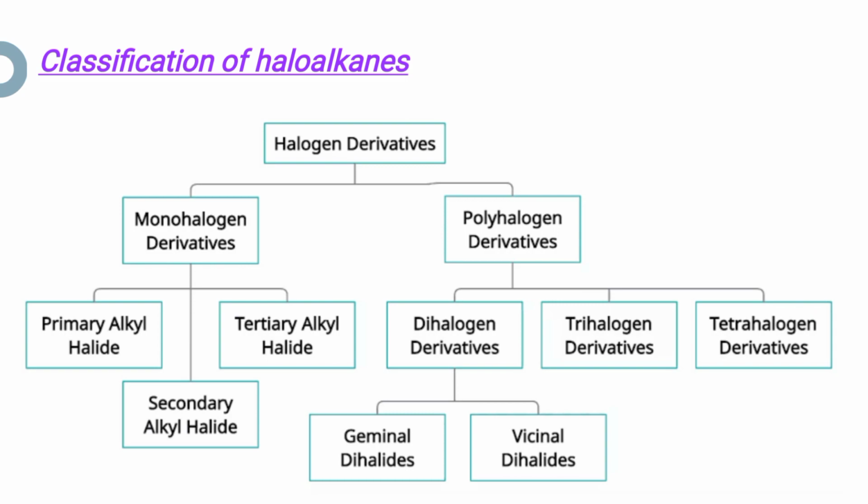Then the classification of haloalkanes, basically these are different types of haloalkanes. The first one is monohalogen derivatives, which have three types: primary alkyl halide, secondary alkyl halide, and tertiary alkyl halide. Polyhalogen derivatives have three types: dihalogen derivatives, trihalogen derivatives, and tetrahalogen derivatives. Dihalogen derivatives have geminal and vicinal dihalides.